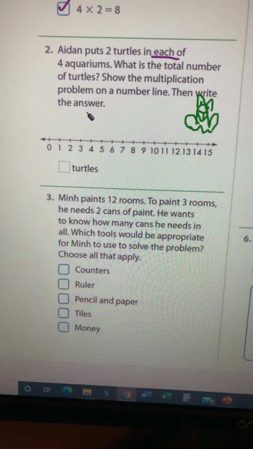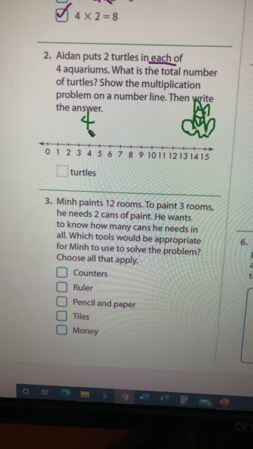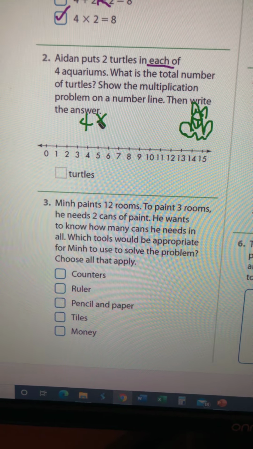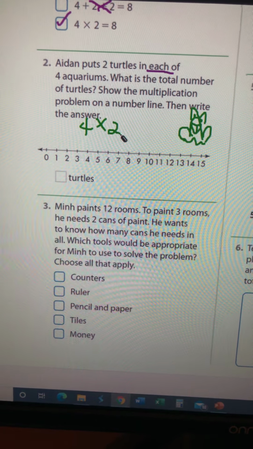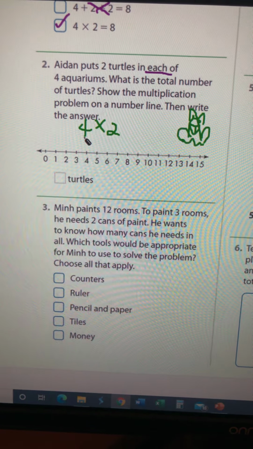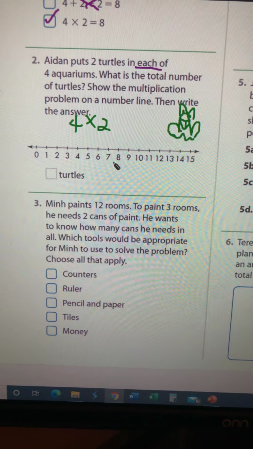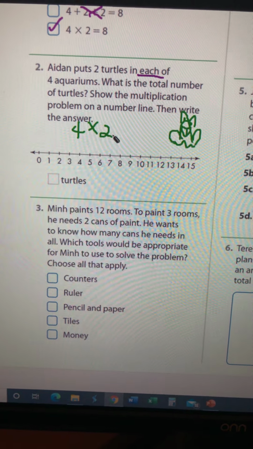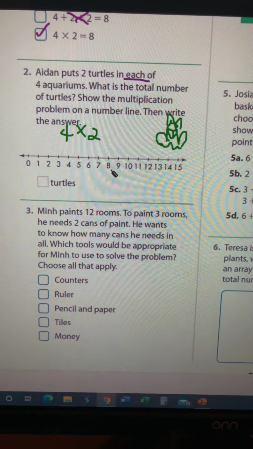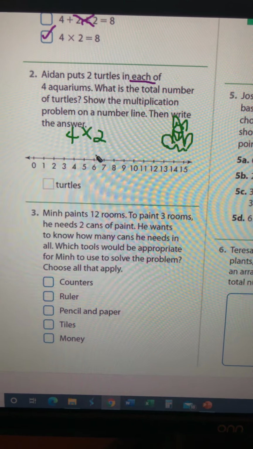And I'll jump on the number line in green for you. Okay, so if we write this problem, this is 4 times 2 or 2 times 4. And you can write it either way. If you write 4 times 2, that's 4 hops of 2. If you write 2 times 4, it's 2 hops of 4. So either one is good. Okay, I'm going to do 4 hops of 2.